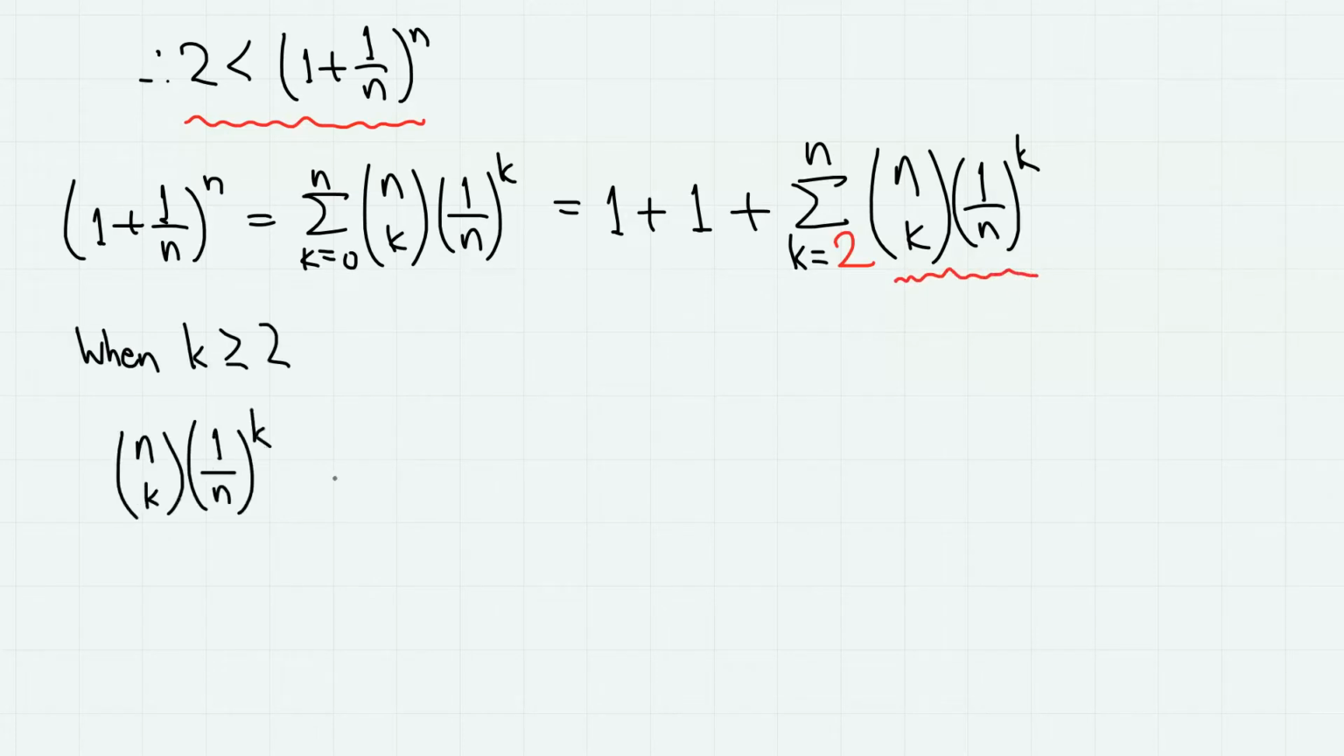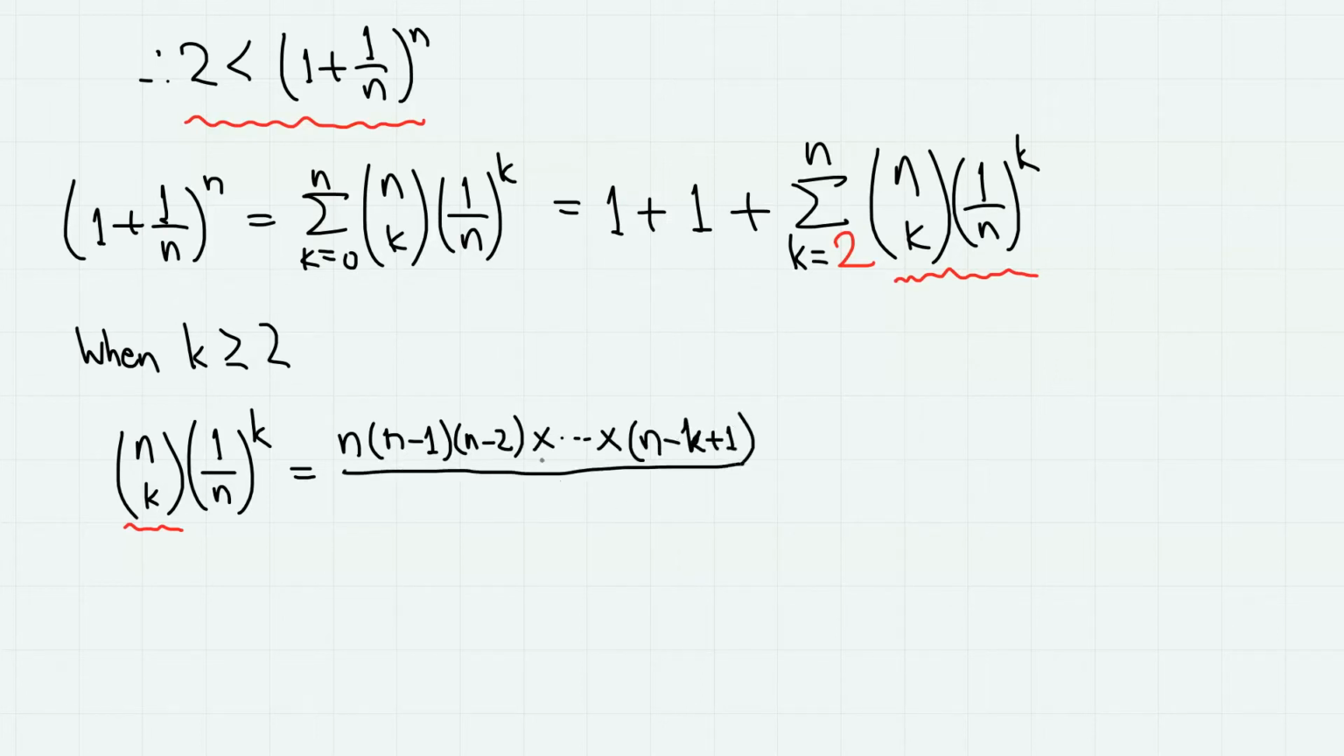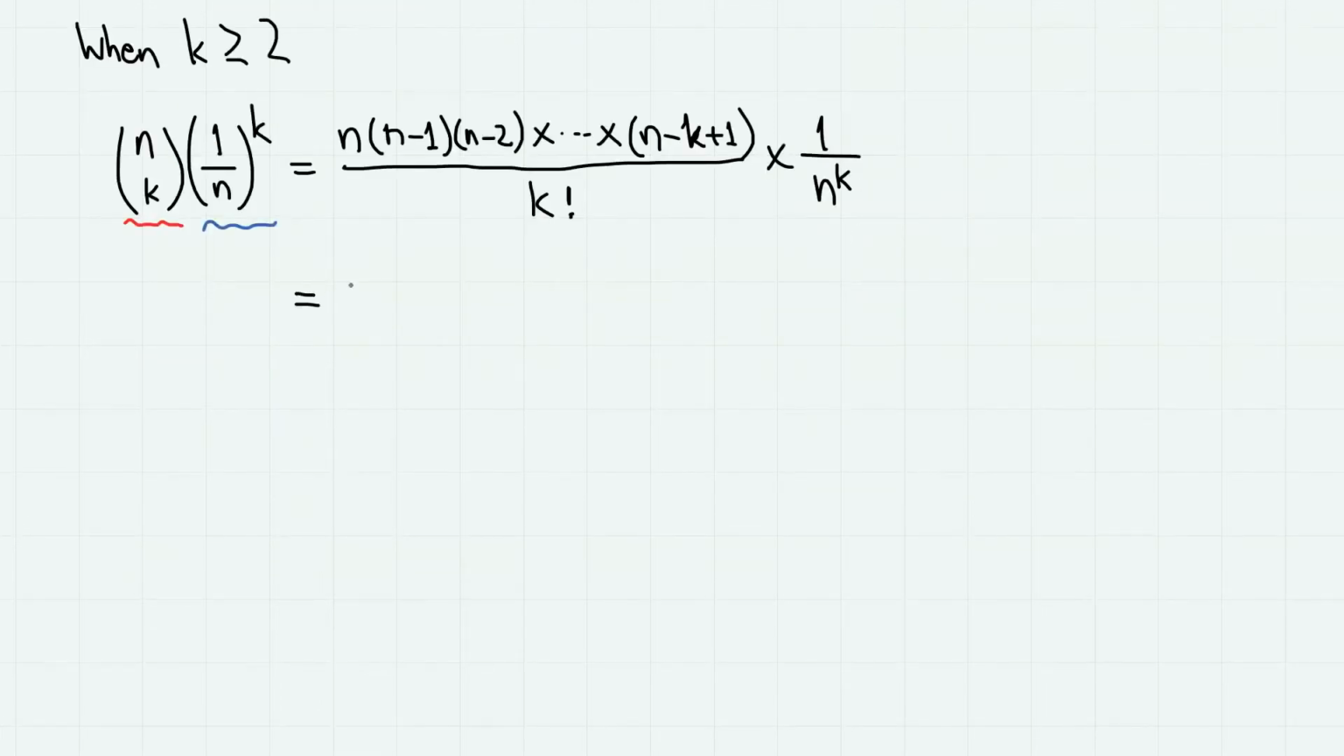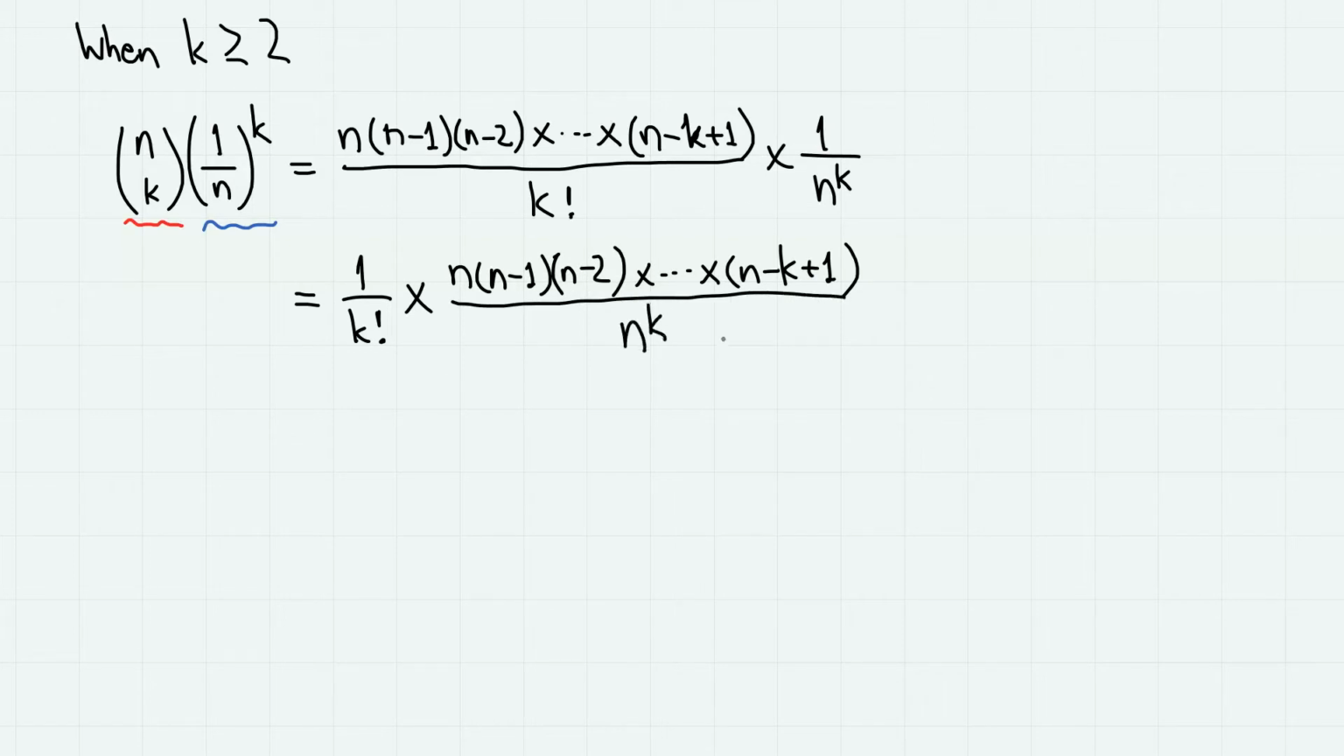Here, the individual term n choose k times 1 over n to the power of k can be expressed as follows. This binomial coefficient n choose k is actually n times n minus 1 times n minus 2, all the way up to n minus k plus 1, over k factorial. And this part can be multiplied by 1 over n to the power of k. Here, let's take out 1 over k factorial to the front. Then for the remaining part, we have n times n minus 1 and so on, over n to the power of k.